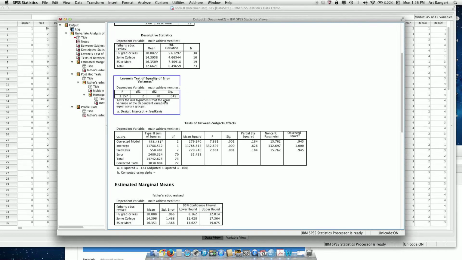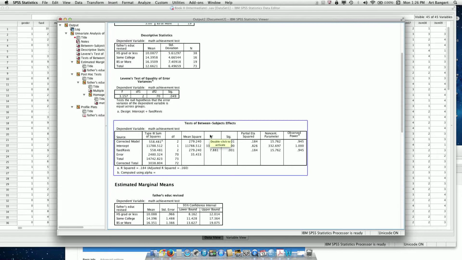This next part of the output is the Levene's test. And because this is below 0.05, we say that at least 2 variances among the 3 differ significantly.